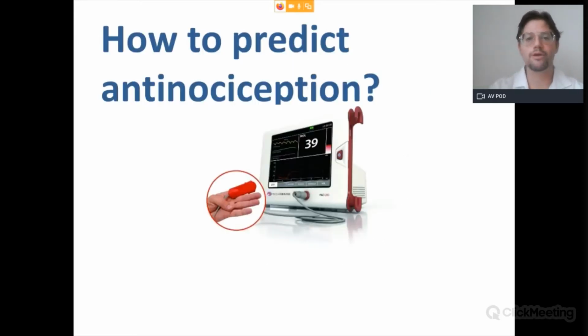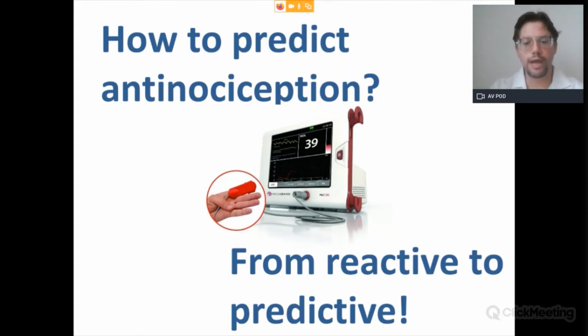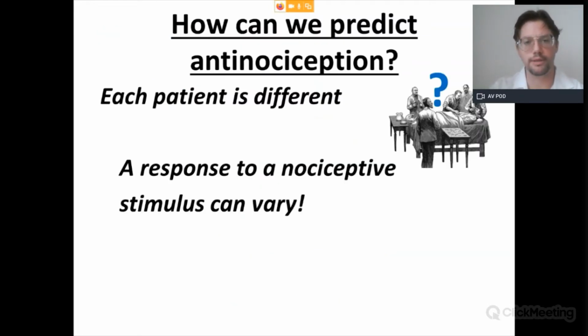So we've quickly talked about personalizing care by having reactive algorithms. We see, for example, that the NOL is at 39, so we increase our opiates, or on the other hand, if it's below 10, we decrease them. But what if we could move from reactive to predictive? Now, how would we go about doing this?